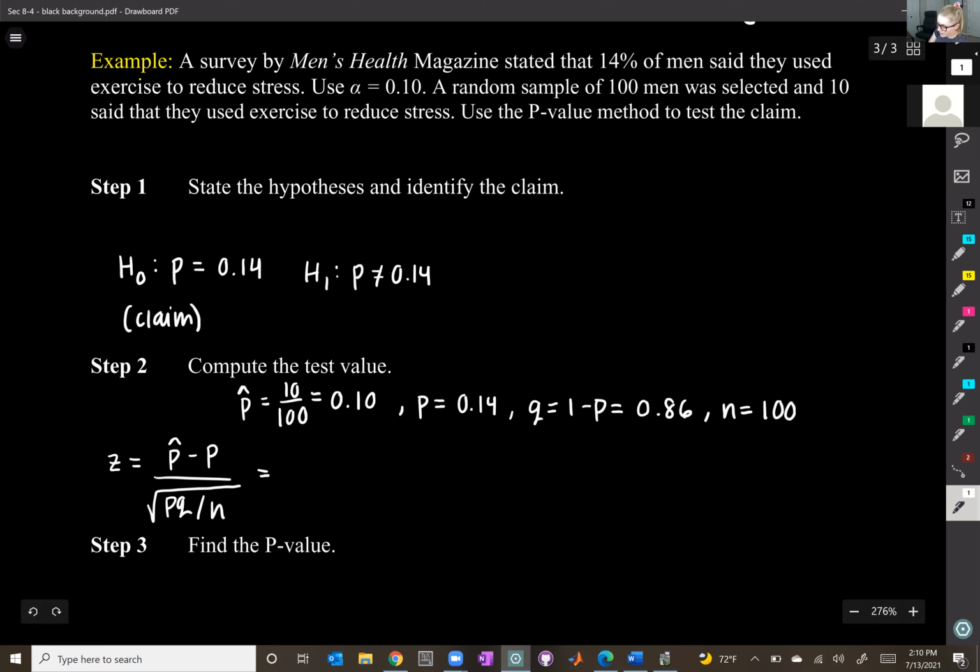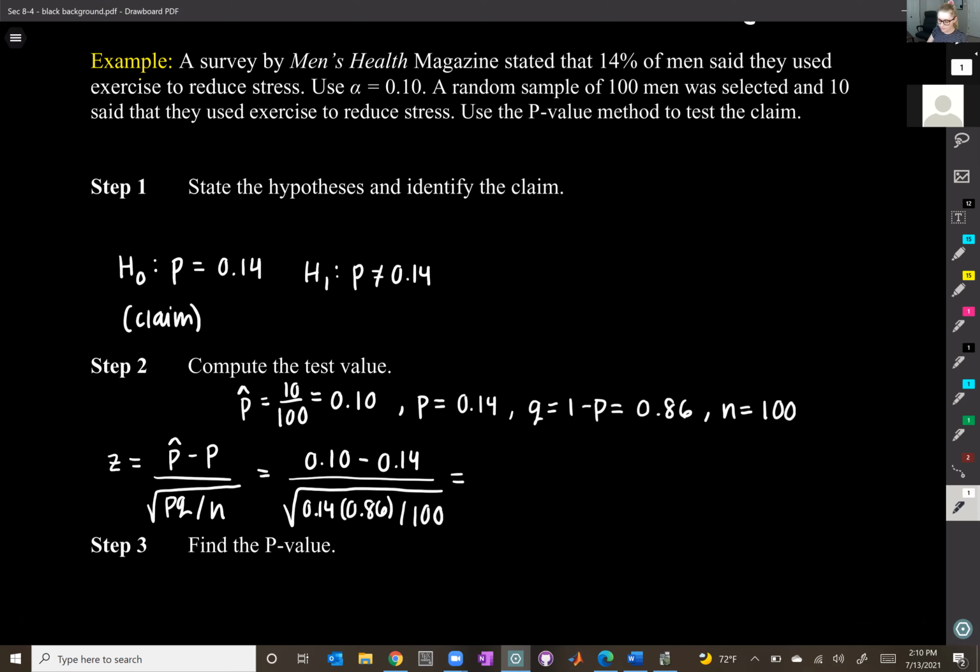Let's plug all this in and we get 0.10 minus 0.14 over the square root of 0.14 times 0.86 divided by 100. All right, if I plug this into my calculator, I get negative 1.15.